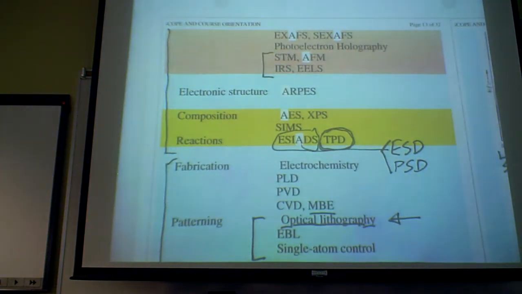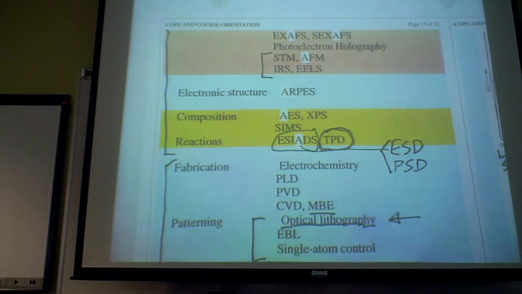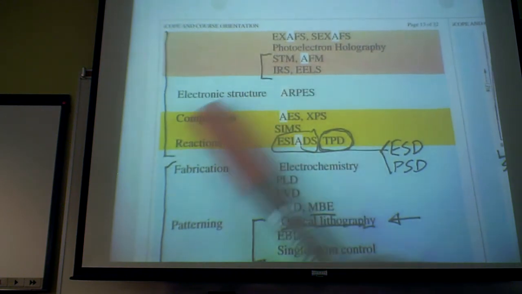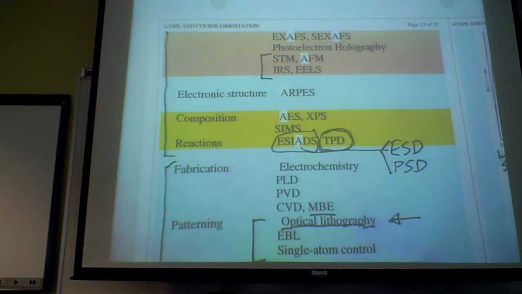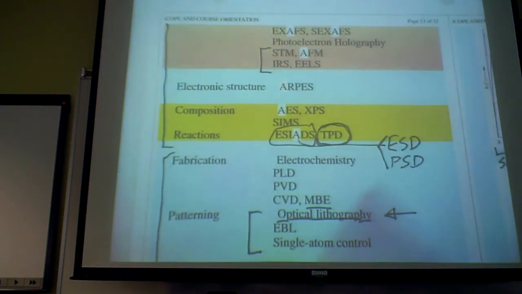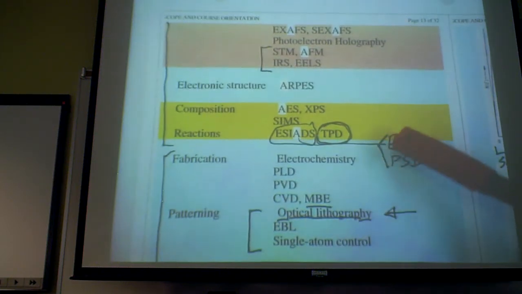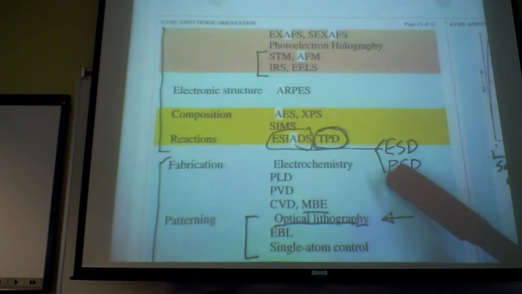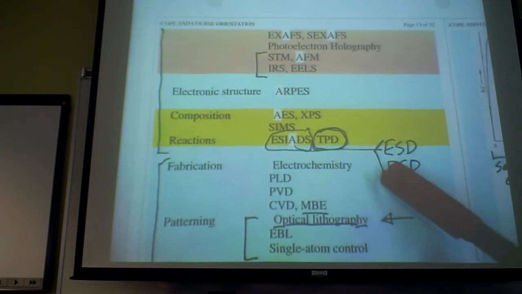And then there's the electronic structure. You remember we talked about physical structure, the electronic structure, and then composition and chemistry, and there are different techniques involved in this. Mostly they involve some sort of sputtering technique or desorption, either using temperature to desorb as in thermal desorption, or electrons as in electron stimulated desorption, or photons as in photon stimulated desorption. And we'll look a little bit closely at that as we go through the material.